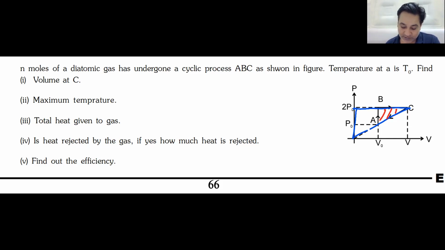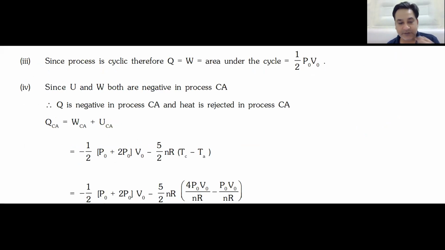Once you get these two correct, how do you get the work done? The work done is very simple. This is a cyclic process, so work done is area under the graph. Yes or no? Yes, sir. Between the graph, and that is half P naught V naught.